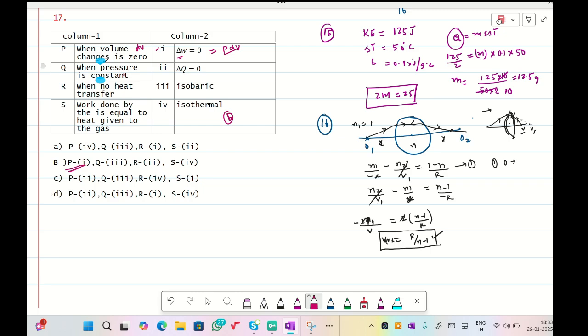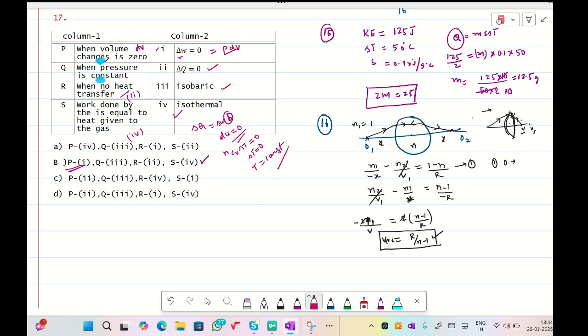Now when pressure is constant, that is isobaric. Q is equal to 3. When there is no heat transfer, delta Q is equal to 0, so 2 will come here. Now the work done is equal to the heat given, therefore dQ is equal to dW. That means dU is equal to 0. Where is internal energy 0? In an isothermal process. How? dU is always nCv delta T, which is equal to 0. Then delta T is equal to 0, that means T is constant, and T constant means isothermal process. So 4 will come. 1, 3, 2, 4. So option B is correct.